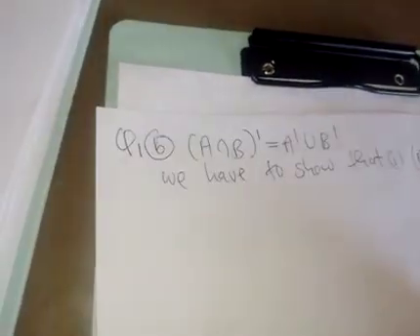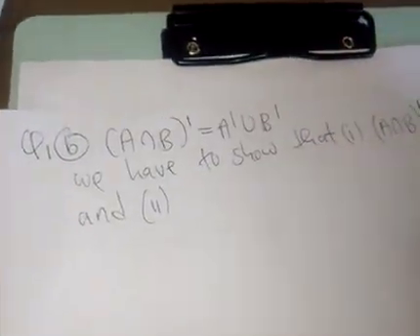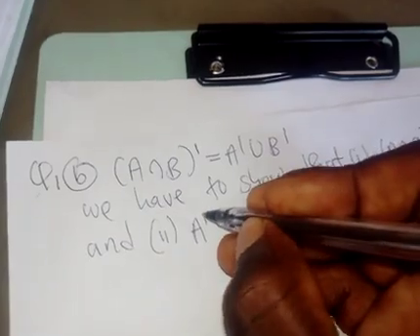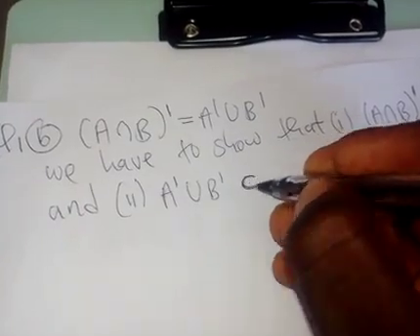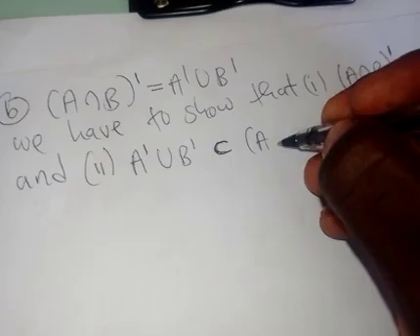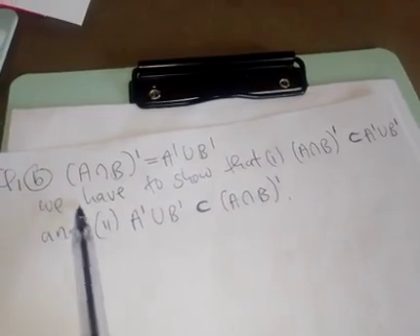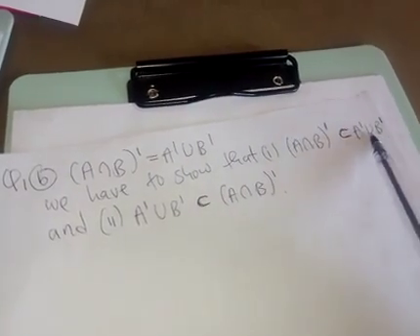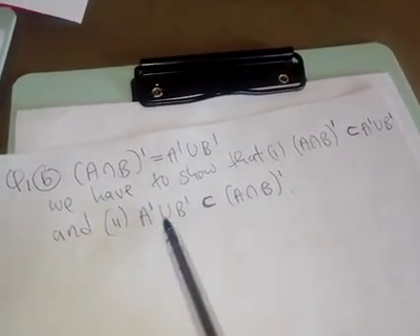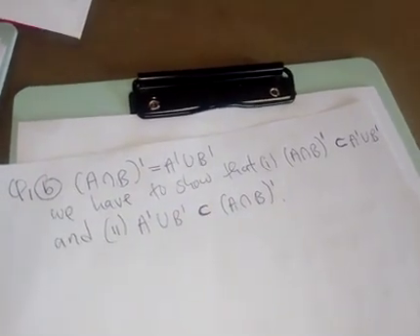After that, and 2, we also have to prove that what we have on the right hand side, A complement union B complement, is also a subset of A intersect B complement. So that's the first statement you write. We have to show that 1, A intersect B complement is a subset of A complement union B complement, and 2, A complement union B complement is a subset of A intersect B complement. So you do that.